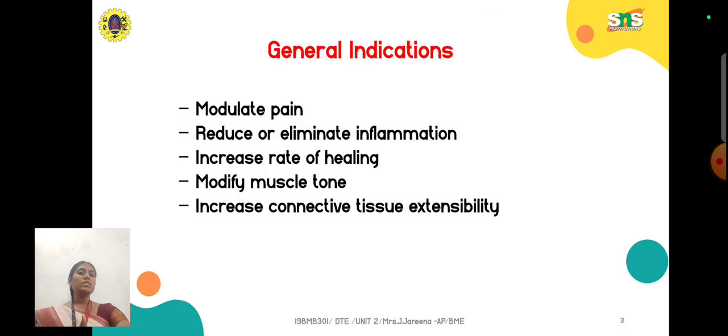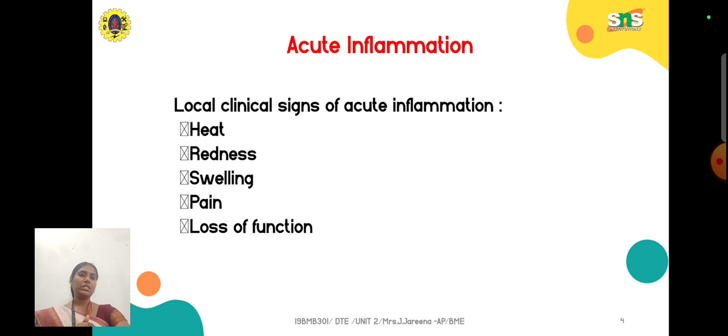Let's see the importance of having these particular physical agents, and why we want to use them in treating pain. These are the reasons: this kind of physical agent can modulate the pain, reduce or eliminate the inflammation, increase the healing process, modulate the muscle tone, and even increase connective tissue extensibility.